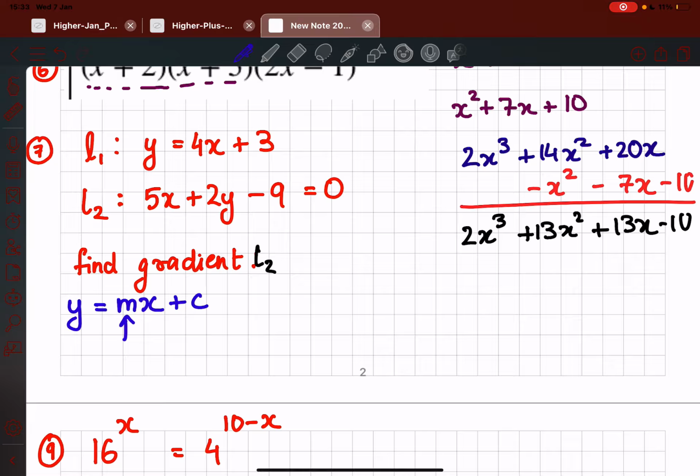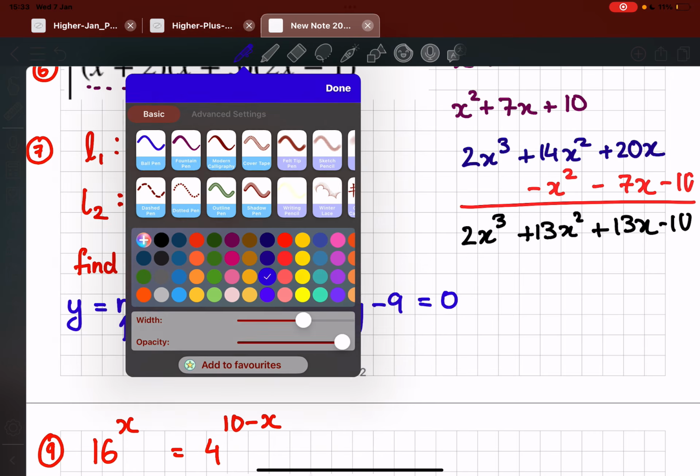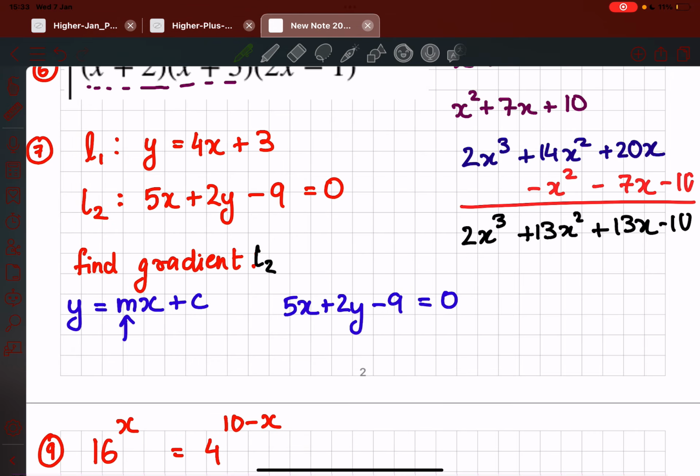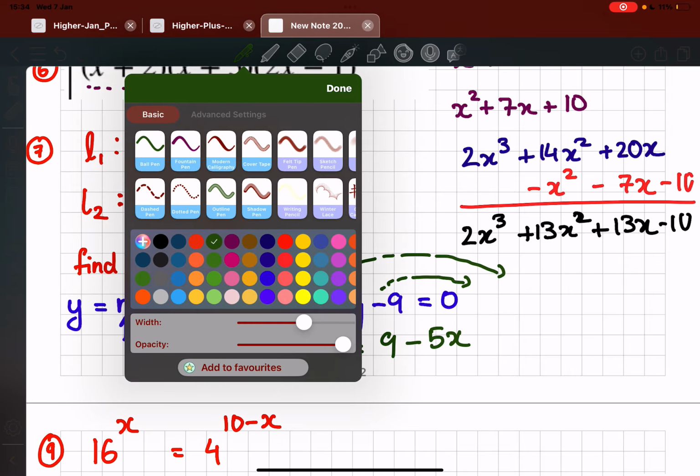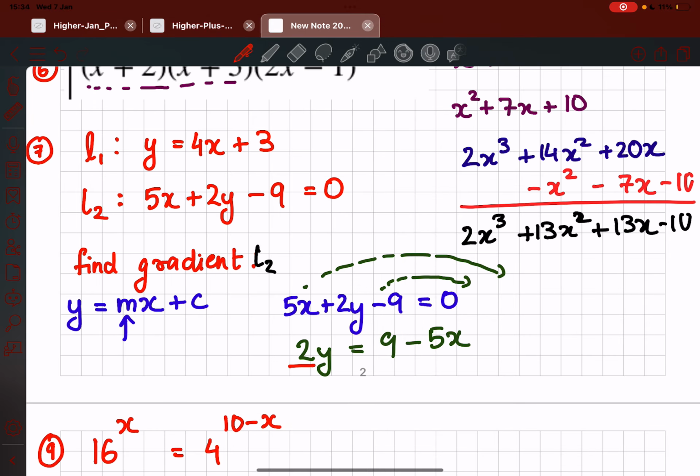So we've got 5x plus 2y minus 9 is equal to 0. So we're going to make y the subject. So we're going to kick everything onto the other side except the y here. So minus 9, when it gets kicked to the other side, becomes plus 9. 5x, when it goes over, becomes minus. So we've now got 2y is plus 9 minus 5x. Last thing to make y the subject would be to get rid of the coefficient 2. So divide by 2, divide by 2, divide by 2.